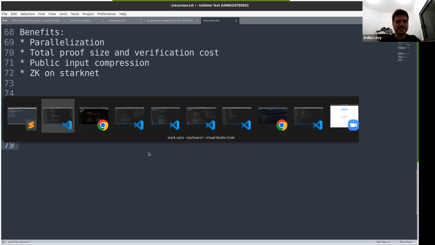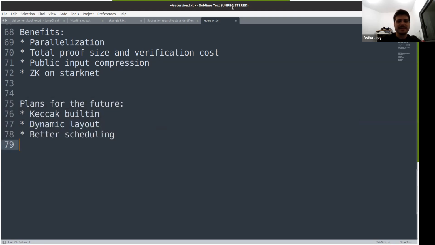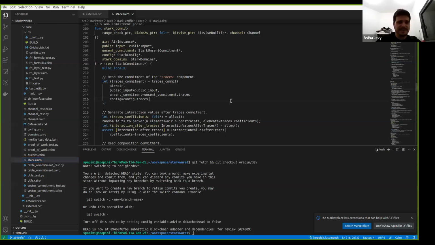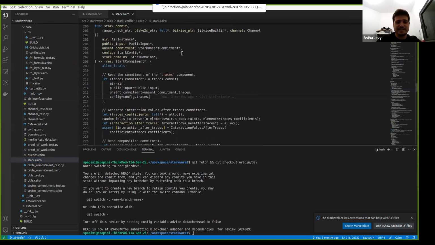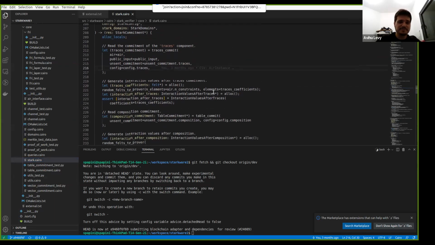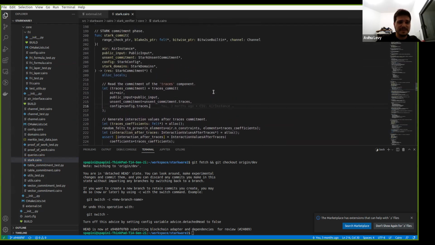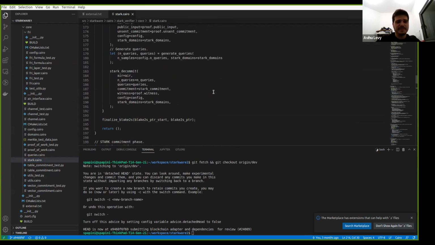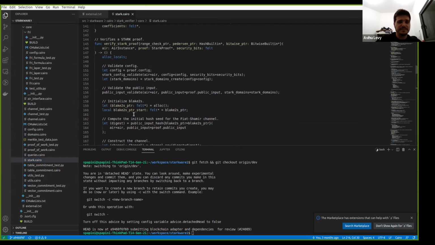Did you want to show us some code or? Yeah. I'll share. Indeed, I can show you some code. It will be open soon. Right now, I'm working on externalizing it, but this is our code mostly. Cairo looks like a regular programming language, as you can see. Basically, we have a few phases in the verification.